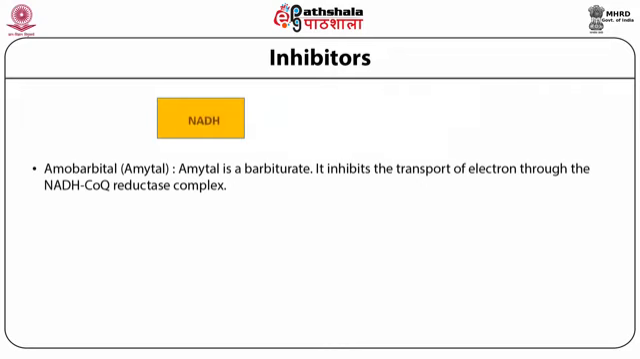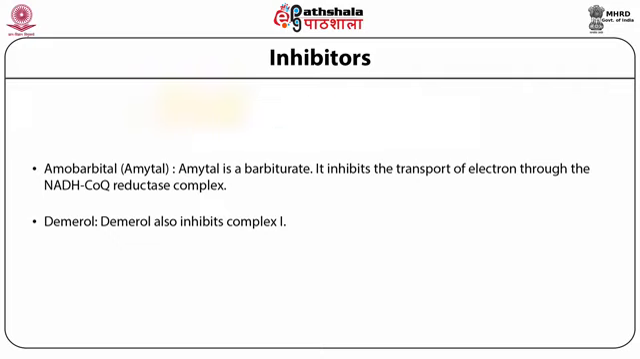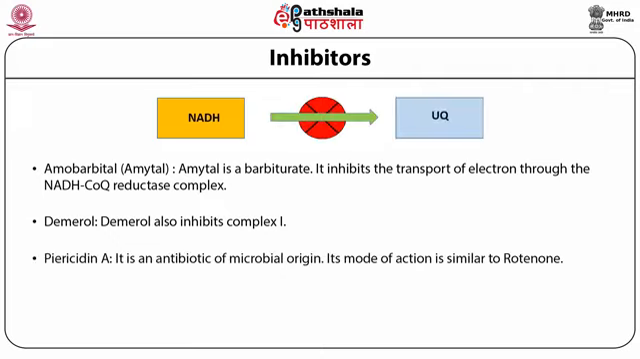It inhibits the transport of electrons through the NADH coenzyme Q reductase complex. Demerol is another inhibitor. It also inhibits complex 1. Piericidin A is an antibiotic of microbial origin. Its mode of action is similar to rotenone.